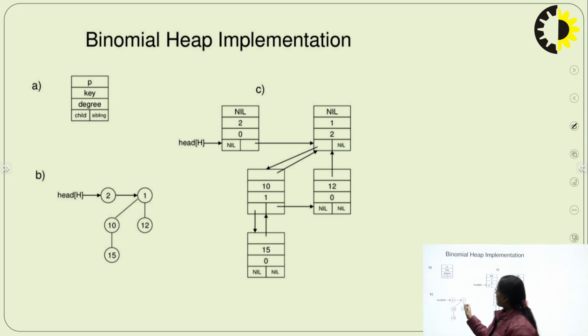Suppose this is the example. If we have a binomial heap having two binomial trees, as we are seeing, this is the B0 tree and this is the B2 tree. So what is the representation? As we discussed earlier about the attributes, this represents the parent, and this is the key value, and this is the degree, and this is the child, and this is the leftmost child. Okay, so this is just a link representation of any binomial heap.